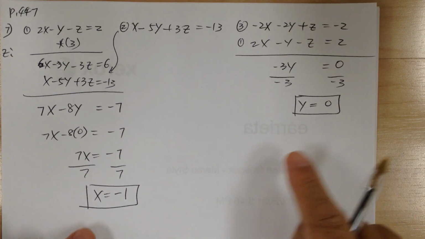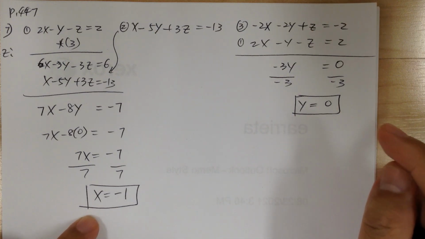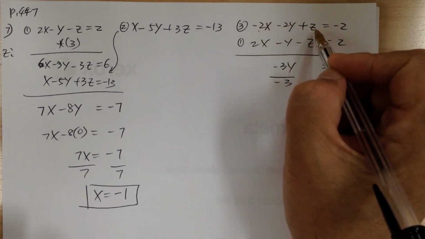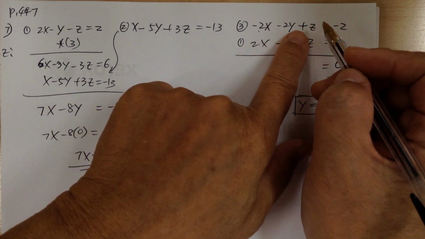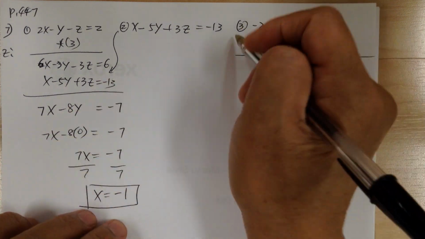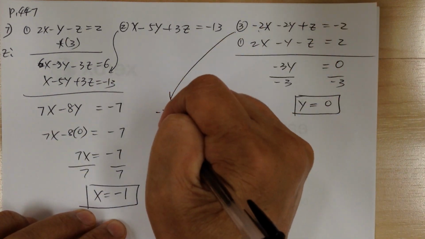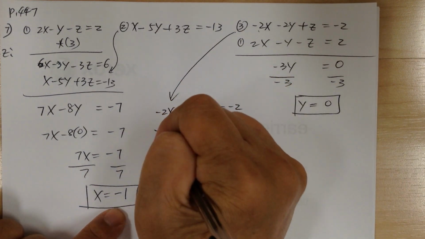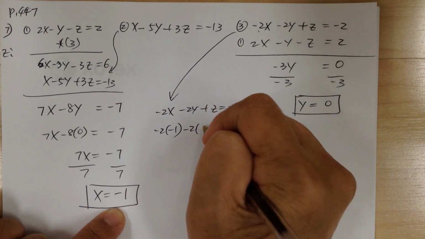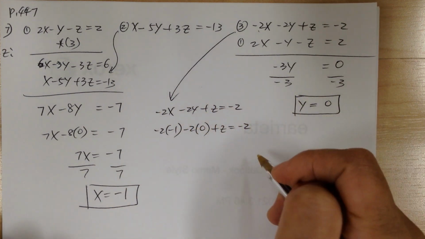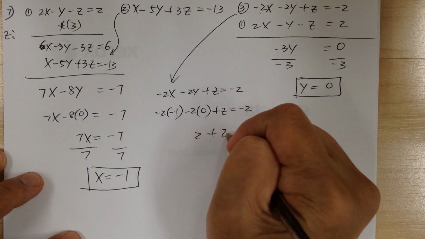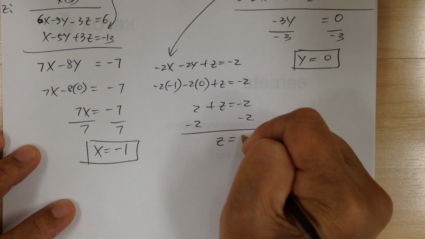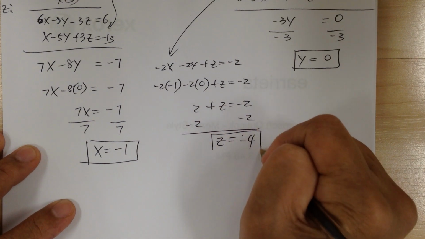Okay, so now we got x and y, so we need to get z. Let's see which one I'd like to use. I'm going to use this one here because I don't like the negative z's. So again, choose the easiest one. So I got negative 2x minus 2y plus z equal to negative 2. Okay, so I'm going to substitute. So work it out. So I get 2 plus z equal to negative 2. So minus 2 on both sides. So I got z equal to negative 4.